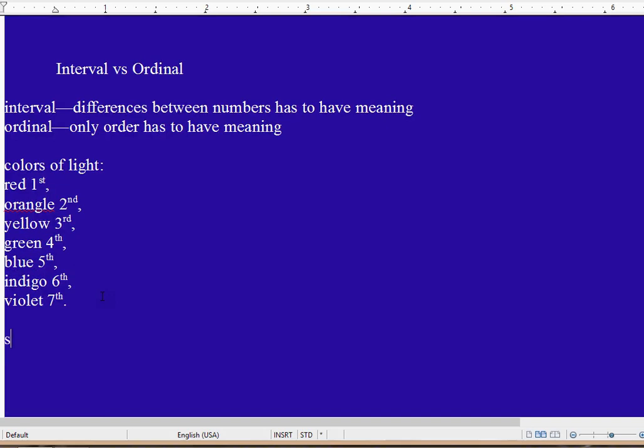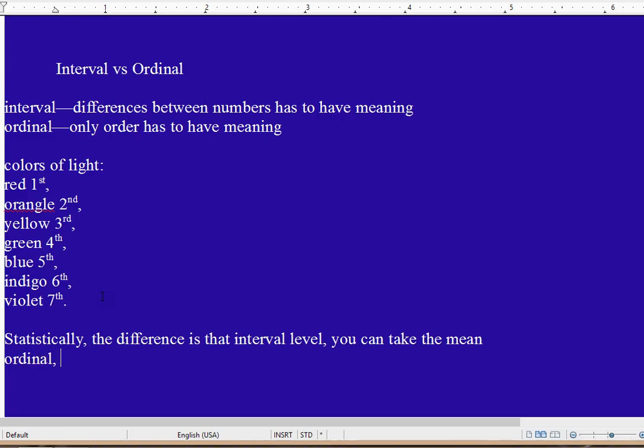Alright, well, what does that mean for us in terms of statistics? Statistically, the difference is that for interval level data, you can take the mean. For ordinal level data, the mean makes no sense. Right? If I were to average these numbers 1 through 7, well, the average would be 4, but again, the numbers themselves have nothing to do with the actual frequencies of the light. So that wouldn't tell us anything about what the average frequency of visible light is.